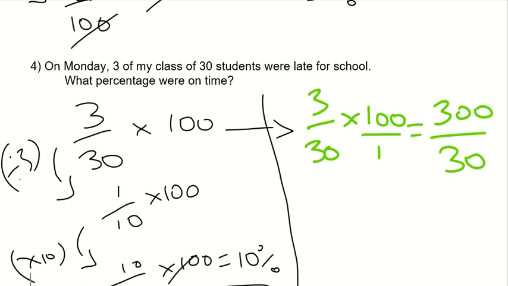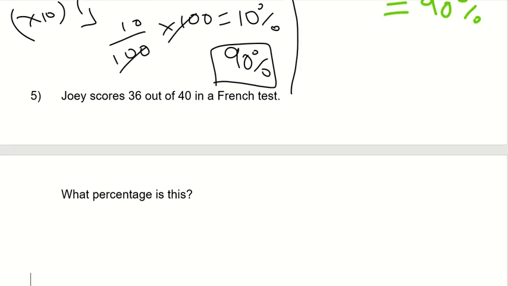So now that I've got this as my answer, I can actually simplify this to get my final answer. So I could cancel this down and then find out how many 3's go into 30, and that would give me 10, because 3 times by 10 is 30. Now again, my answer cannot be 10% because it's saying that 3 out of 30 students were late. What percentage were on time? So it's actually the opposite, 100 minus the 10, which should give me 90%. So that is an alternative method that you could use.